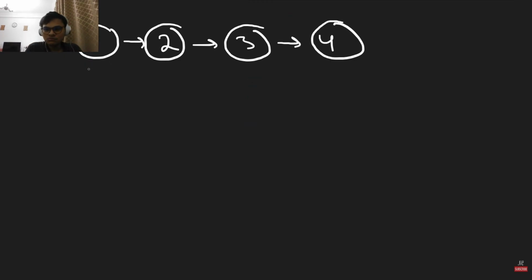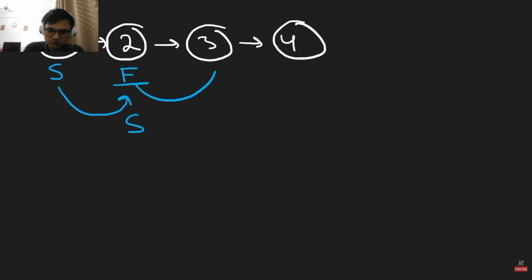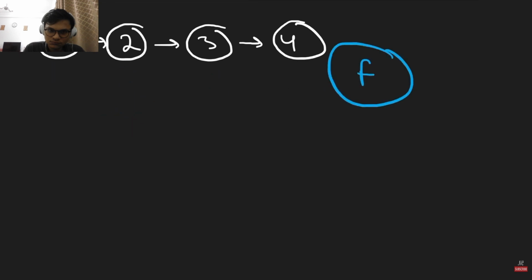So I'm going to have the slow pointer initially at the first node and the fast pointer initially at the second node. We're going to be shifting the slow pointer by 1. We're going to be shifting the fast pointer by 2. And we're going to keep going until the fast pointer either reaches the end of the list or reaches the last value of the list.